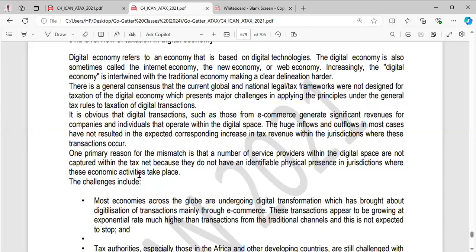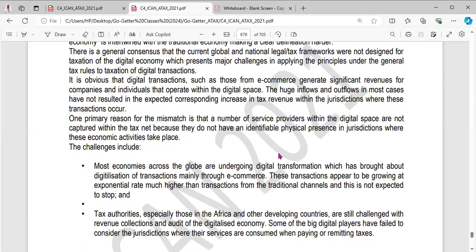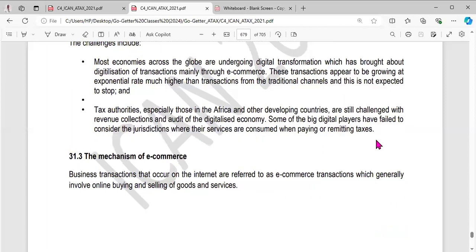It is obvious that digital transactions such as from e-commerce generate significant revenues for companies and individuals operating in the digital space. And one primary reason for a mismatch between what is expected from the tax revenue and the tax jurisdiction is because the number of service providers in the digital space are not captured within the tax net because they don't have identifiable physical presence. So we'll be talking about this in chapter 14.